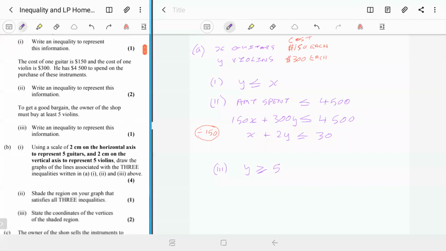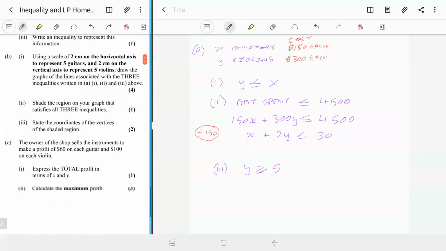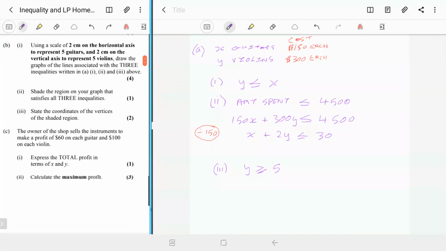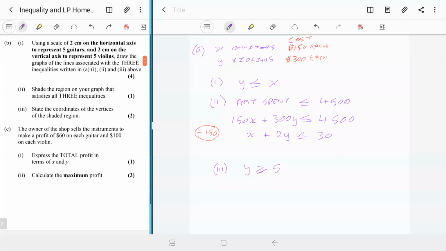Then we jump into part B now. See it here? So we have the 3 inequalities now. Part B is telling us to draw the graph. It says using a scale of 2 centimeters on the horizontal axis to represent 5 guitars and 2 centimeters on the vertical axis to represent 5 violins, draw the graph of the lines associated with the 3 inequalities.